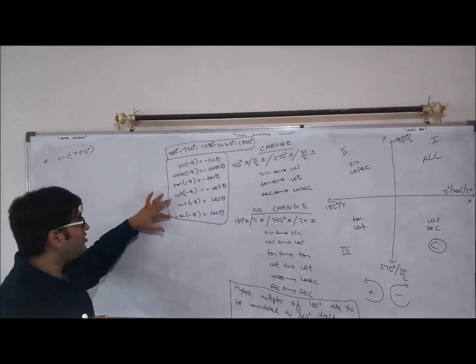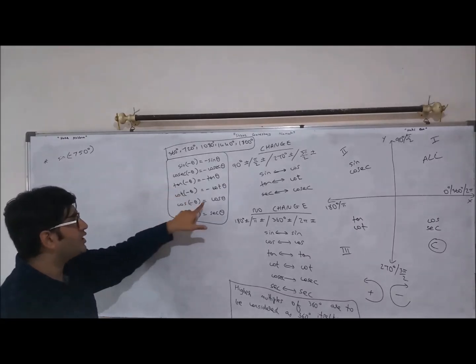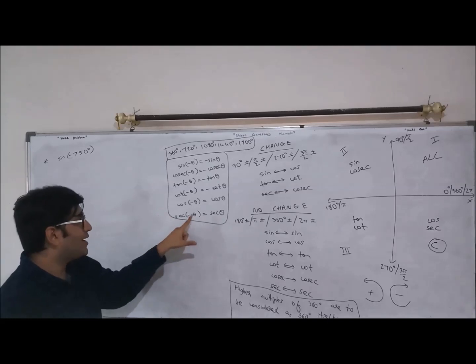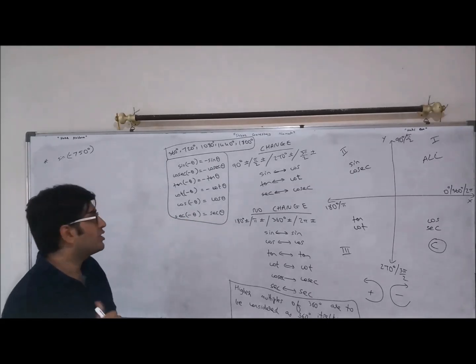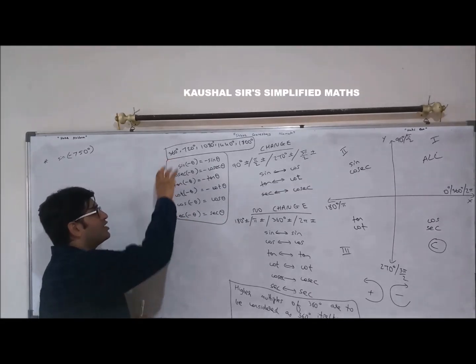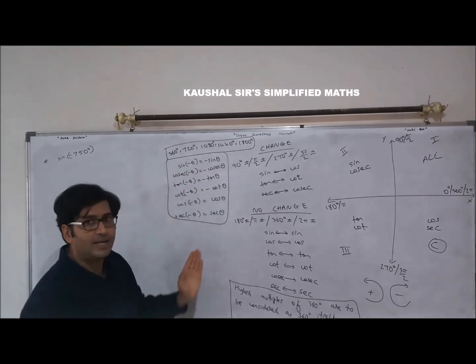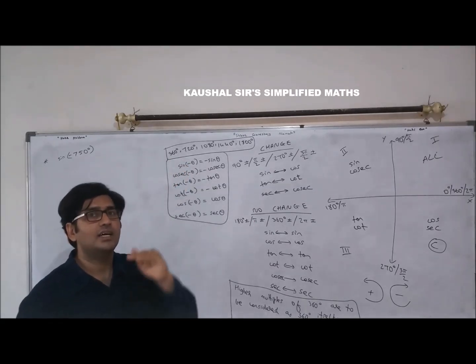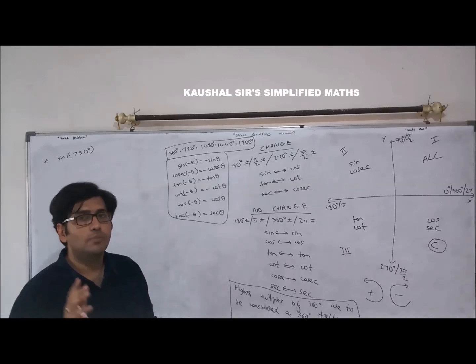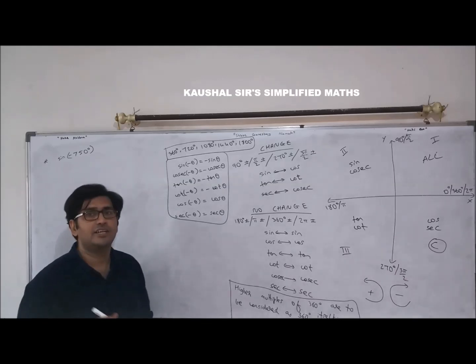Only for cos and sec, cos of minus theta will give you plus cos theta, and sec of minus theta will give you plus sec theta. Okay students, so in these four trigonometric functions the minus sign comes outside the bracket. Only cos of minus theta and sec of minus theta give you plus cos theta and plus sec theta respectively.